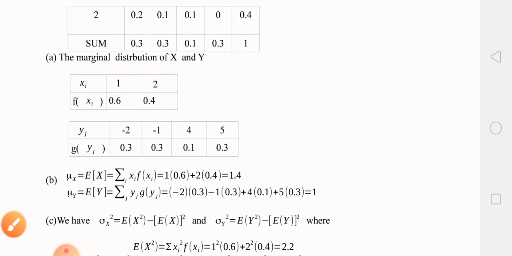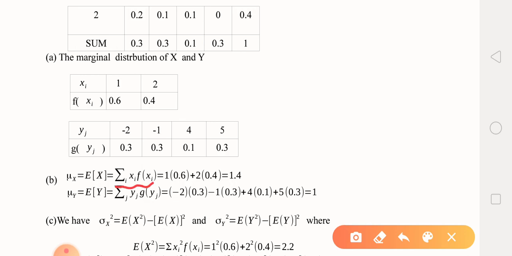Now we have to calculate expectation of x and expectation of y. Expectation of x, the formula is summation xi into f of xi. So consider 1 into 0.6 plus 2 into 0.4, that gives 1.4. Expectation of y is given by summation yj g of yj. It is minus 2 into 0.3 plus minus 1 into 0.3 plus 4 into 0.1 plus 5 into 0.3. When you simplify this, you will get 1.